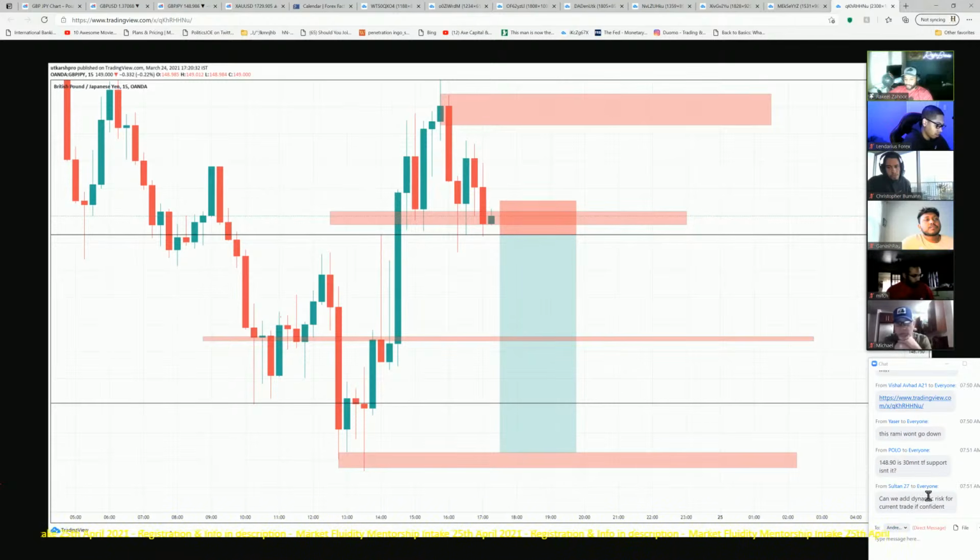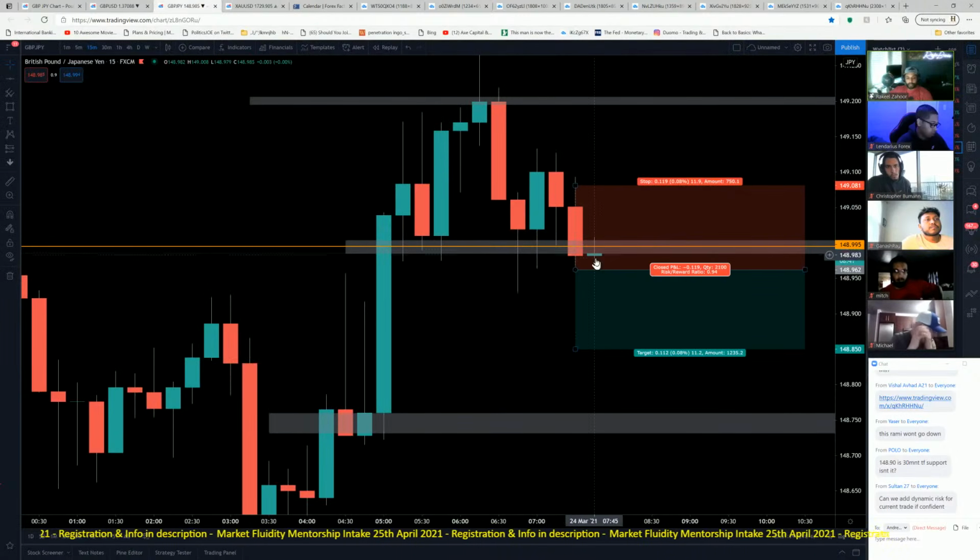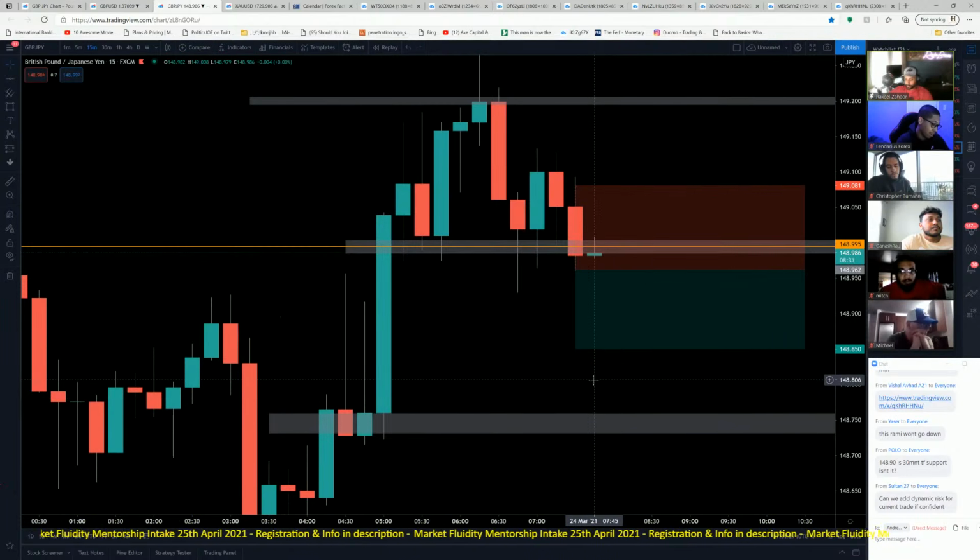Can we add dynamic risk for current trades if confident? I think the only way you can add dynamic risk is if this candle breaks the low of the previous 15-minute candle. That's where you can add more risk to the trade for price to continue down. But so far we're just waiting over here.